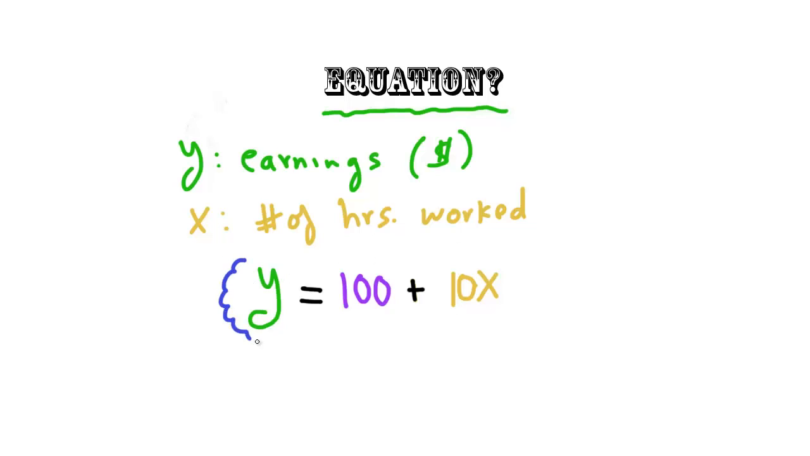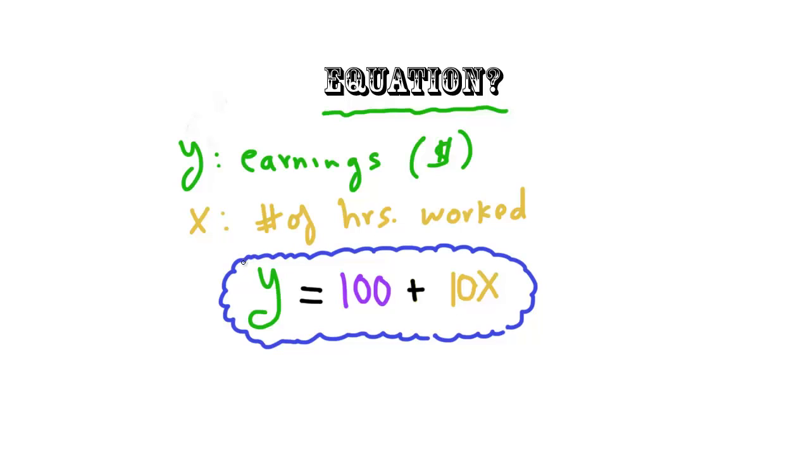Here's our equation to represent our situation that we started off with. y, being the earnings, is equal to $100, the amount that he'll get for just showing up, plus, for every hour that he put in, he'll get $10. So plus the 10x. This is the equation to represent the situation, and this is a linear equation.